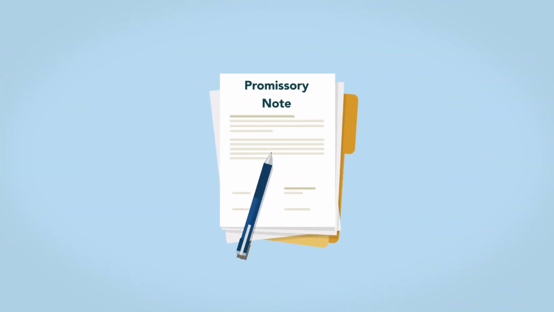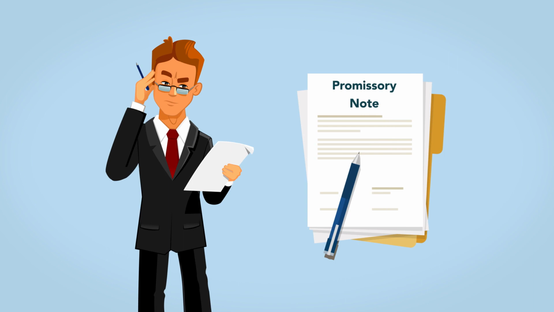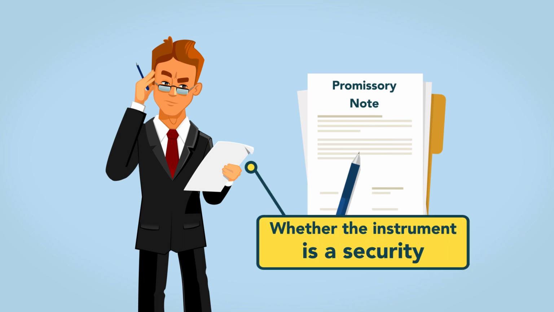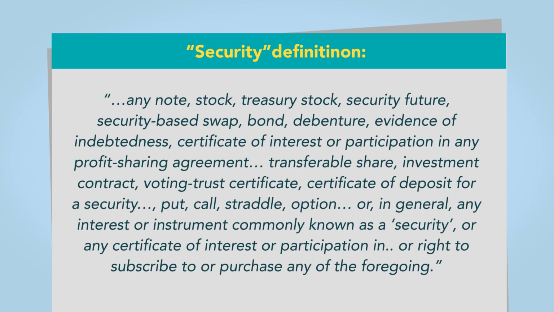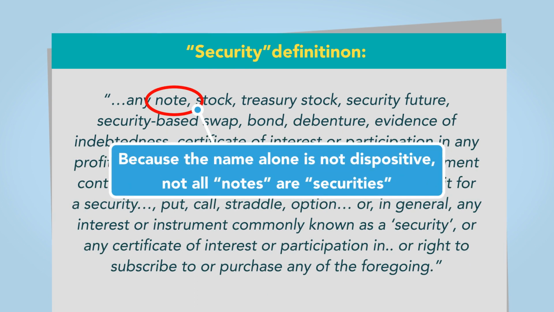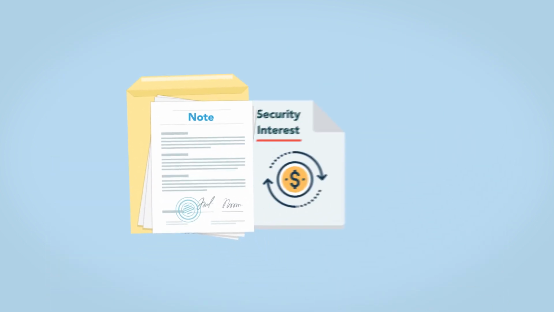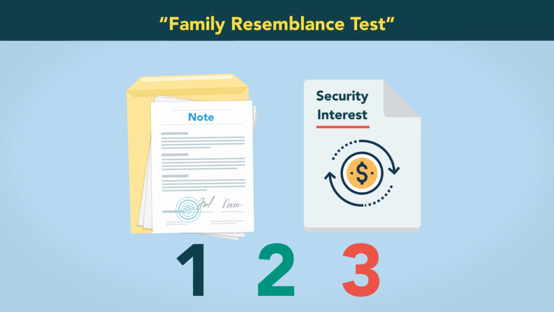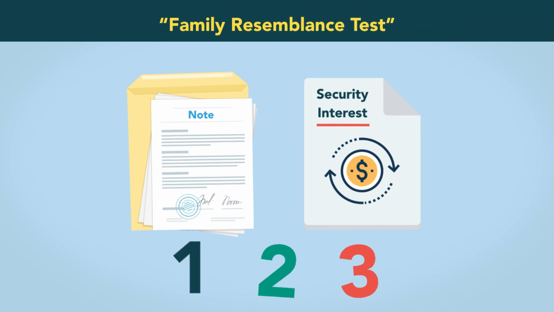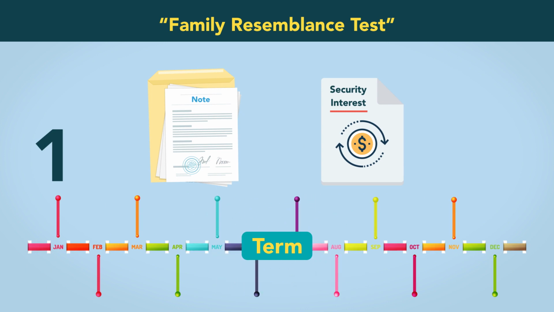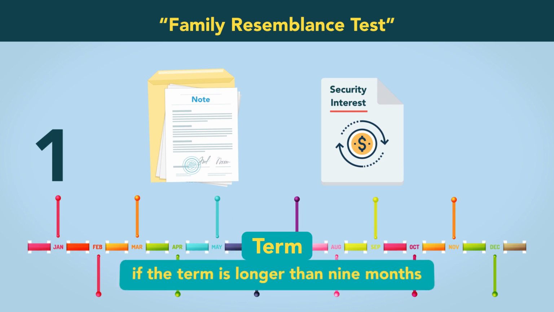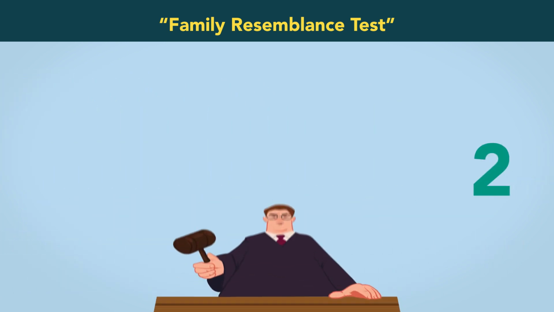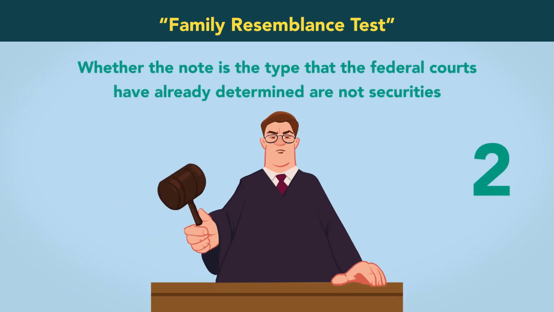Promissory notes provide excellent examples of the case-by-case approach that is necessary to determine whether the instrument is a security. Recall that note is the first instrument listed in the definition of securities in the Securities Act. However, because the name alone is not dispositive, not all notes are securities. The determination of whether a note is a security involves a three-step process called the family resemblance test. The first step is to determine the term of the note. Second Circuit case law has indicated that if the term is longer than 9 months, it is presumed to be a security.